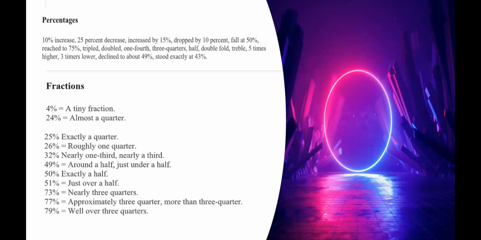Okay? And increase by 15%, drop by 10%, but fall at 50%. By is the amount, at is the level. From 70%, it fell at 50%. Triple, double, 1/4, 3/4. You should use them.